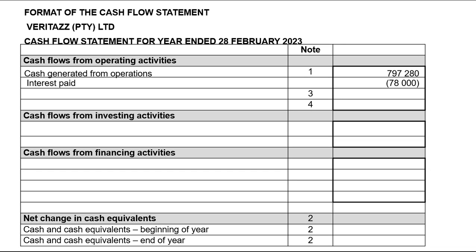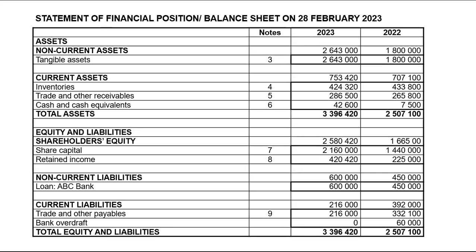All right, let's check dividends paid, because after interest paid, we'll have dividends paid. Information about dividends, we'll normally find in the retained income note, but for the retained income, we are given the balance at the beginning of the year as 225,000, and the balance at the end of the year is 420,420.